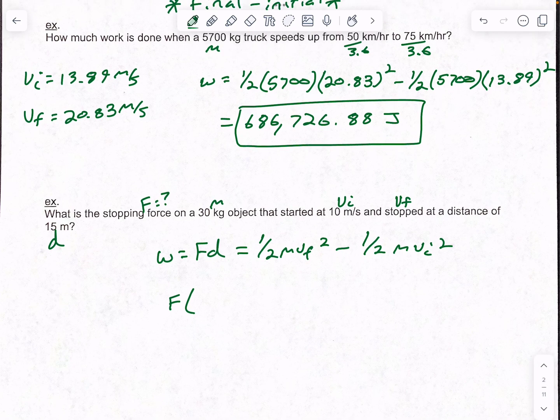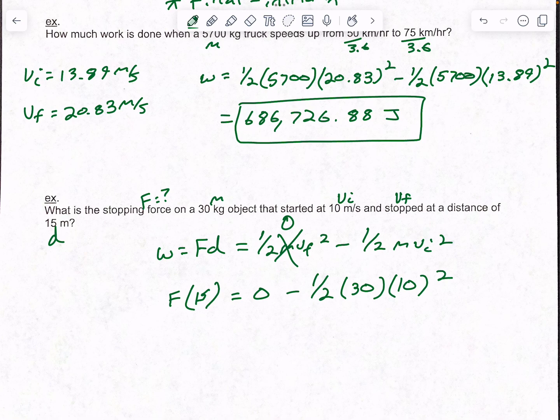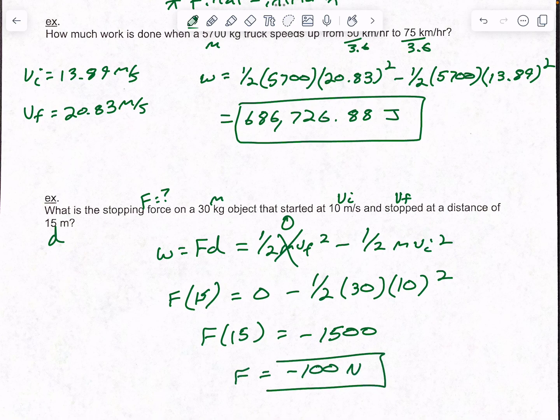So my force, I don't know, and my distance is 15. We're looking for force. The final kinetic energy part goes to 0, because if you're coming to a stop, your final velocity is 0. So it's 0 minus 1/2 mass, which is 30, and then VI is 10, squared. So you get F times 15 equals negative 1,500, and so you get a stopping force of negative 100 newtons. And that'll end that one.